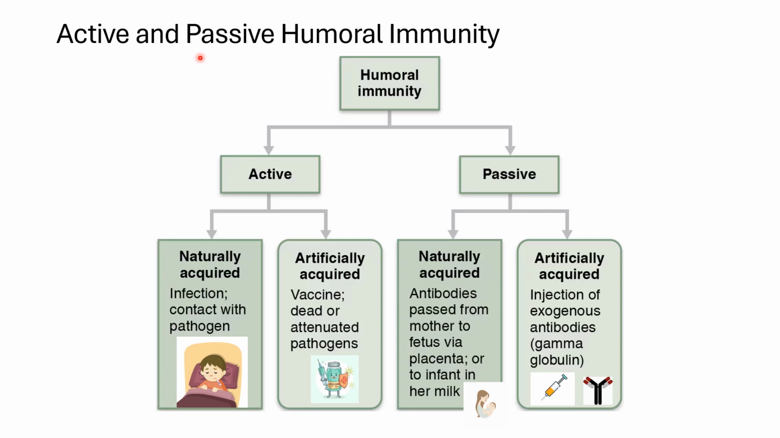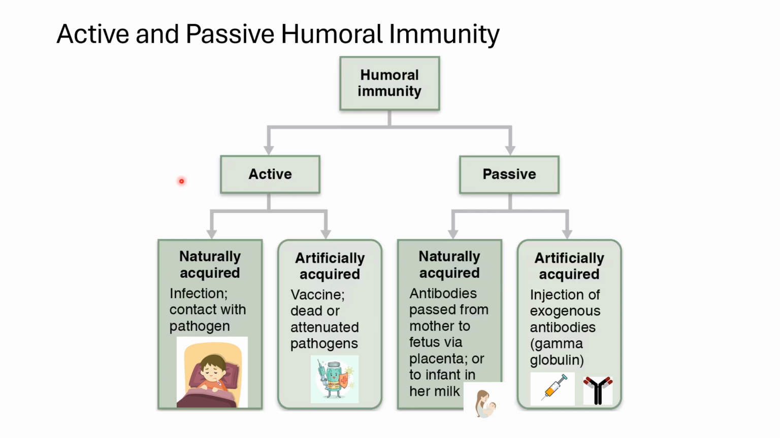Now let's see what is active and passive humoral immunity. So humoral immunity, we know, is due to the antibodies. It can be active and it can be passive. What is active? Active means that which the body is making itself, right?